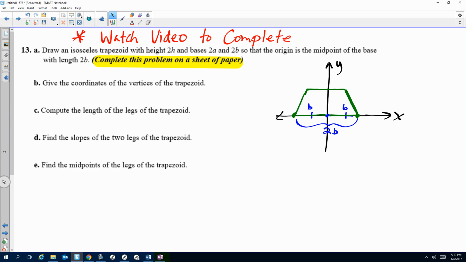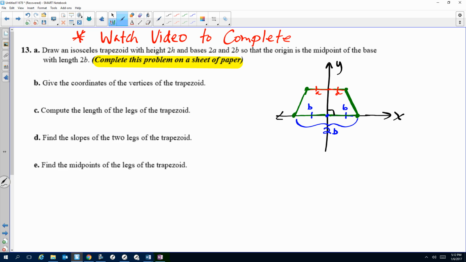So now we know one of our bases, the bottom base, is 2b, and the top base has to be 2a, so that means that each segment here has a length of a. So they want us to draw it and label it, and then our height of our trapezoid is the distance between the bases, and it's your perpendicular distance.